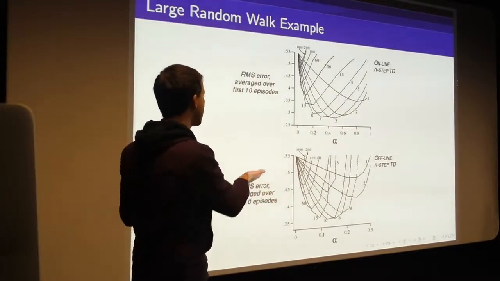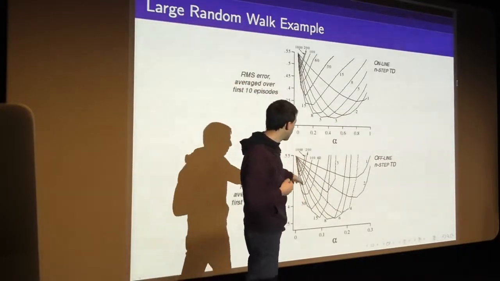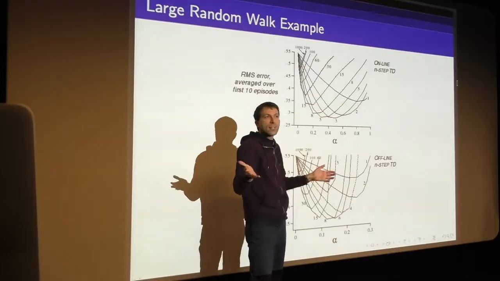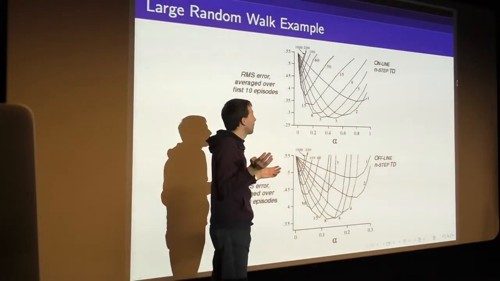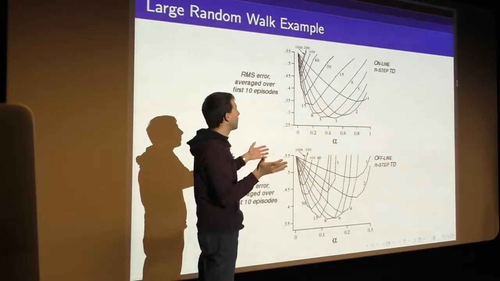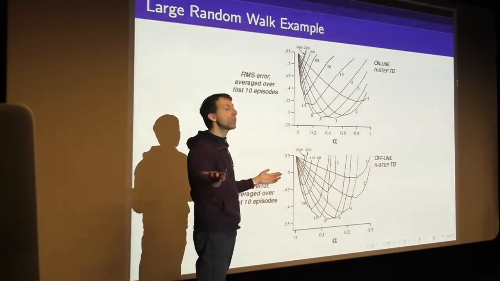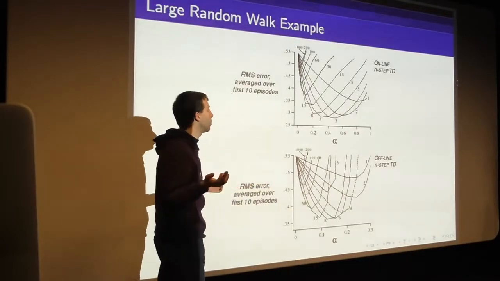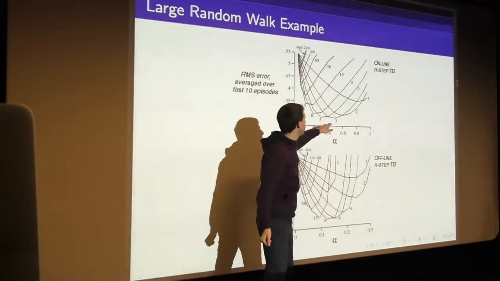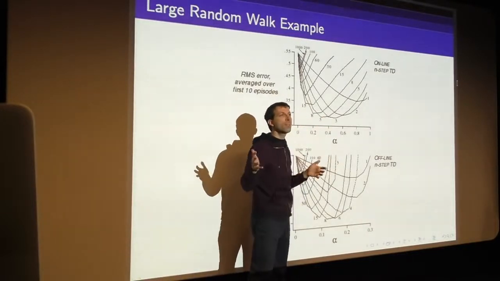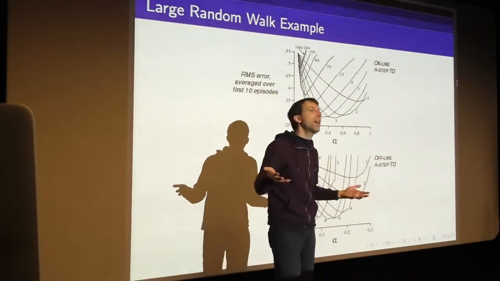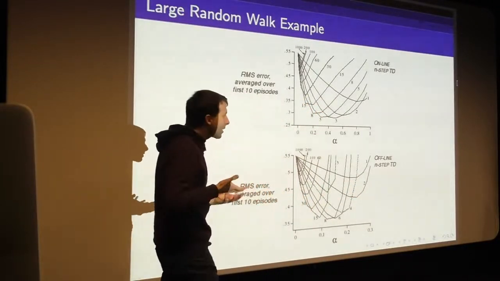But it's unsatisfactory in that you can see that even between the online and the offline, the best n changes, and if you change the size of your random walk, the optimal n changes again. If you were to do a 100 state random walk, you would see that all of these values would be shifted over so that you would favor larger n. And so it's a little bit unsatisfactory.